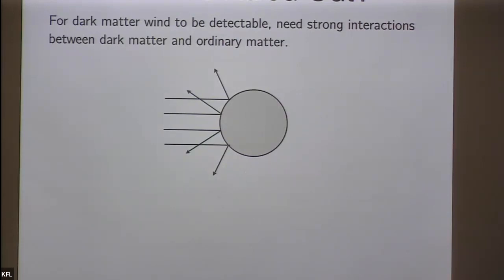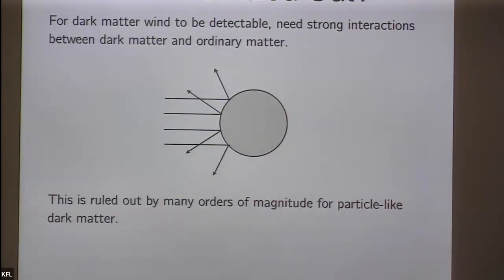Okay. So in order for the dark matter wind to be detectable, you would need dark matter to interact strongly with ordinary matter, in the sense that it bounces off. Because if we're going to see it with anything like these experiments, we need the force to be pretty nearly maximum. And you would think that this is just ruled out, right? Because one thing we know about dark matter is it doesn't interact much with ordinary matter. That's the one thing we think we know. And indeed, this is true. If the dark matter is particle-like, this is absolutely true. There's absolutely no room for this kind of behavior for particle dark matter by many orders of magnitude.